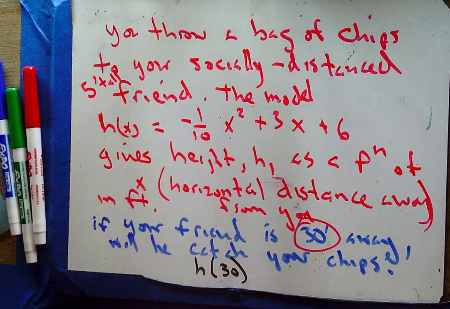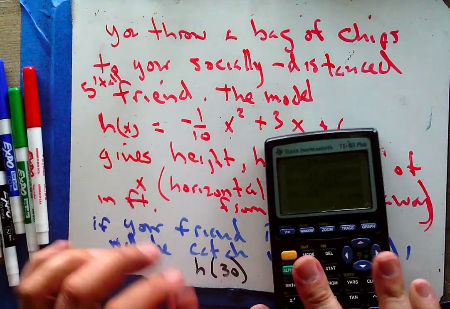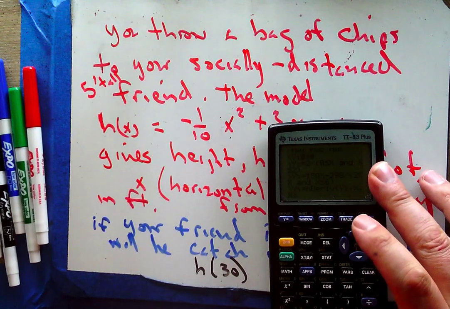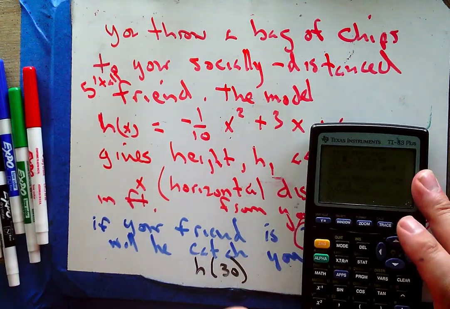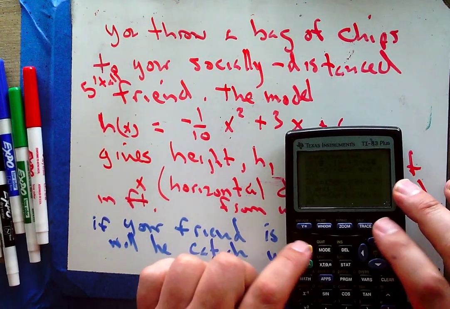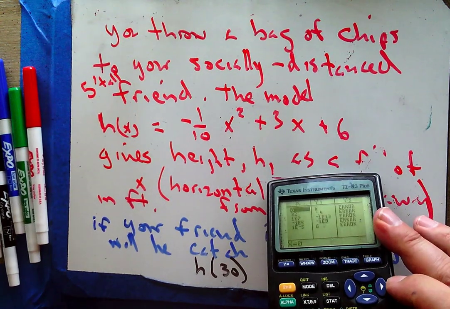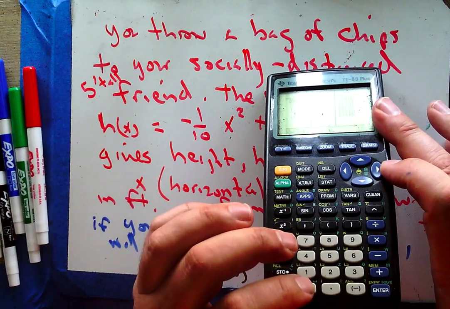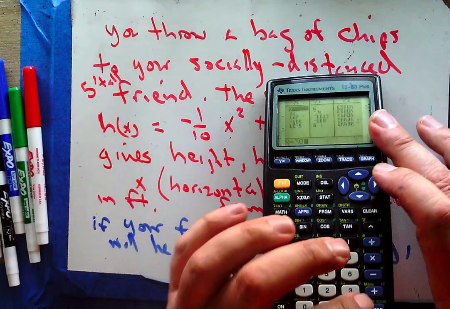Now, you can certainly plug 30 in, and I instead, though, am going to go to y equals. I'm going to type in our function negative 0.1 x squared plus 3x plus 6. And then go over to the table. I've gone over to the table, and I'm typing in 30 into the table.